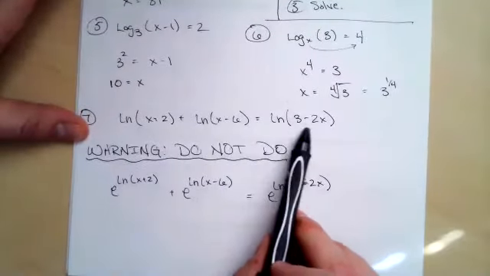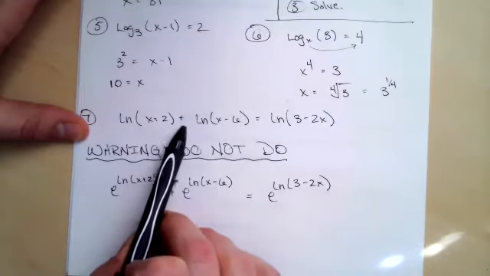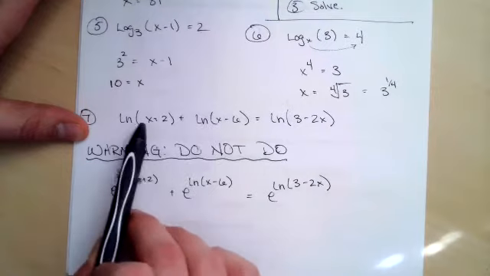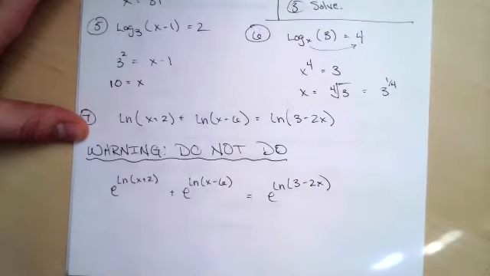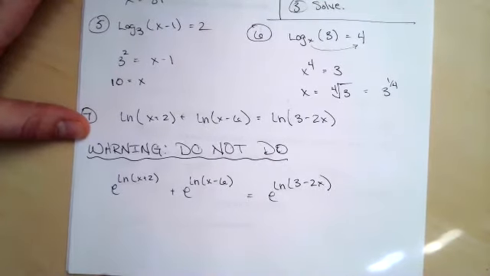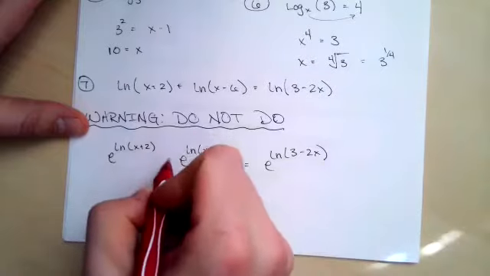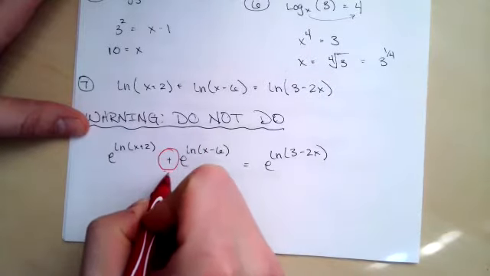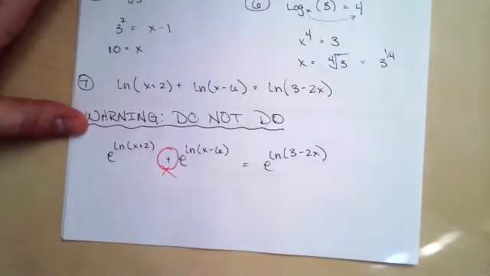The right log is isolated on this side of the equation. But this one, there's a plus outside. Neither of these logs are isolated by themselves. We're operating between them by addition. And this statement is not true. It's that plus there that is wrong. Why is that plus wrong?